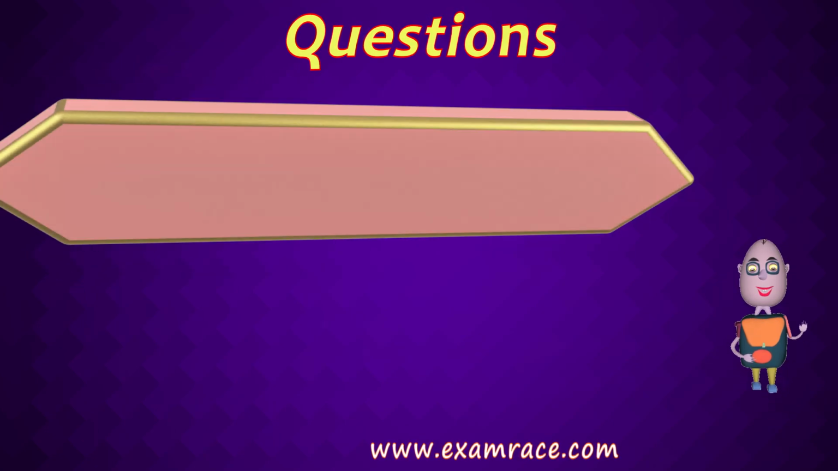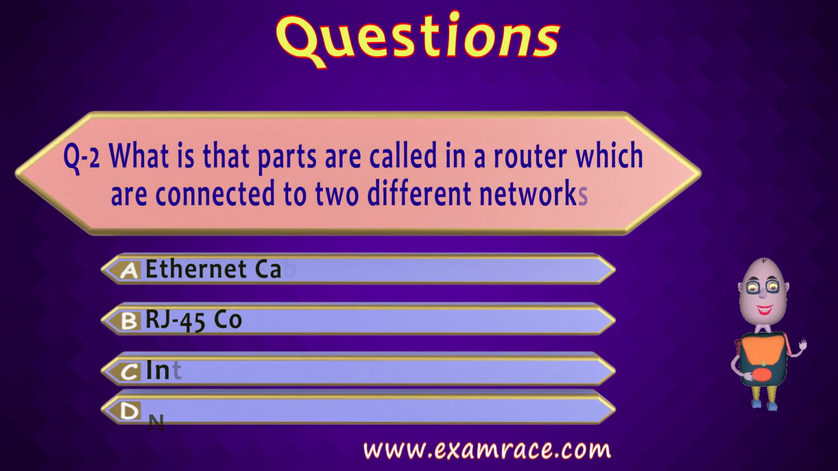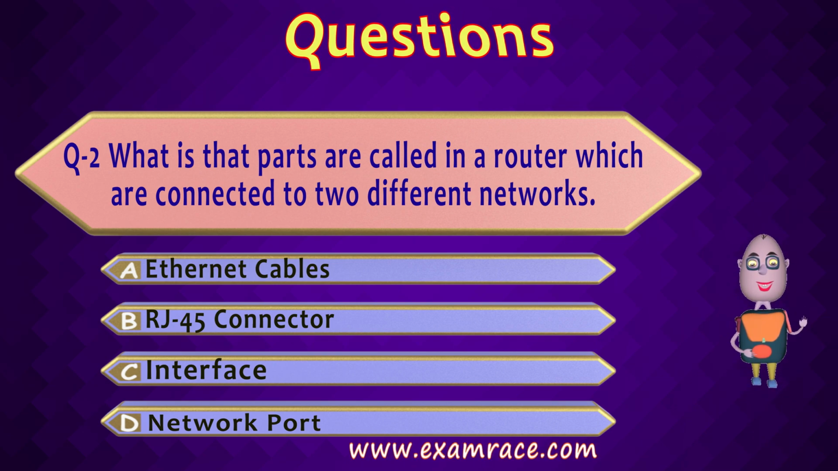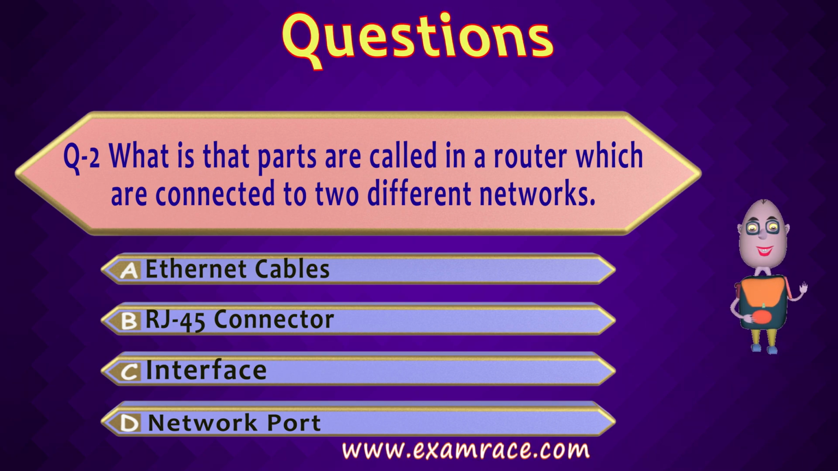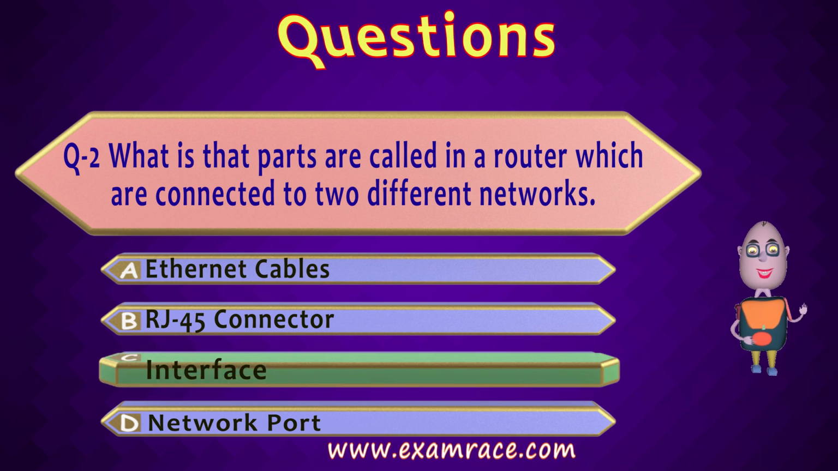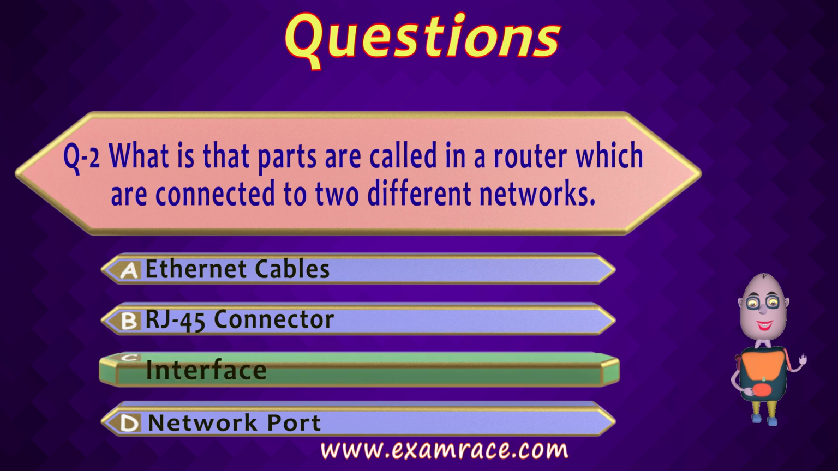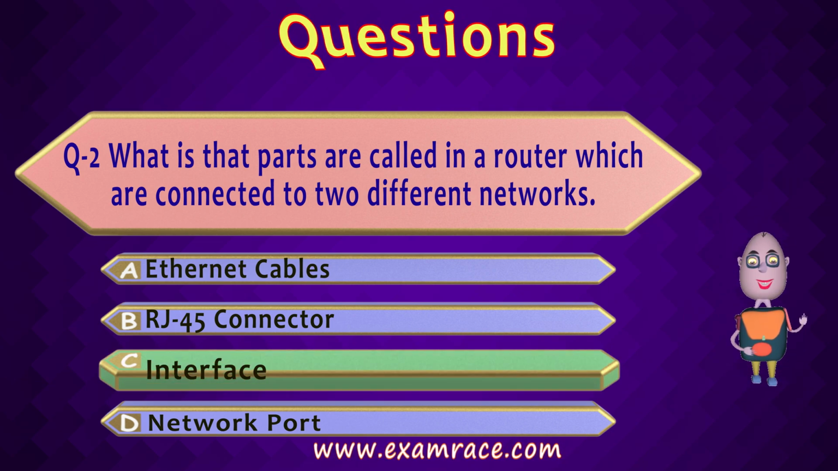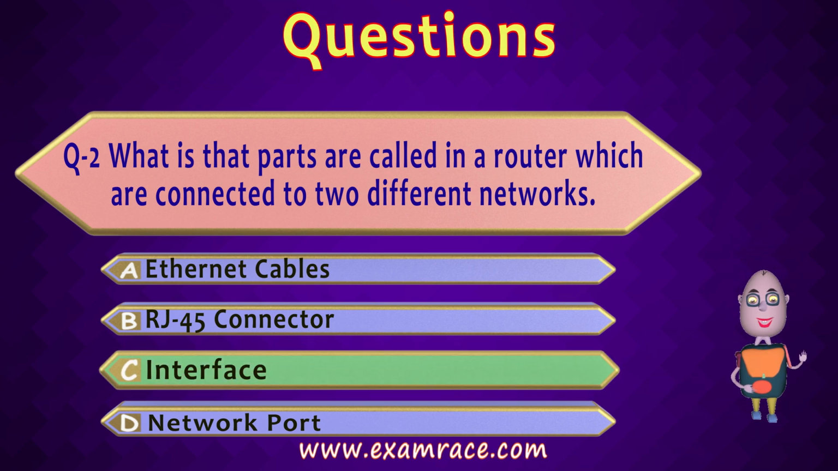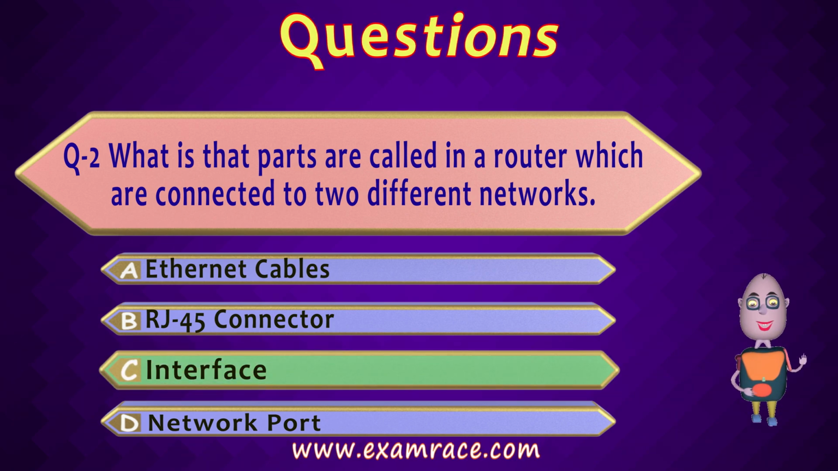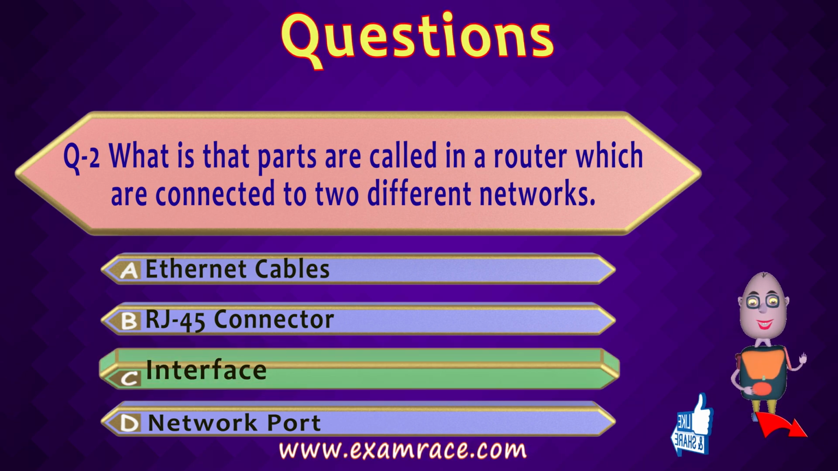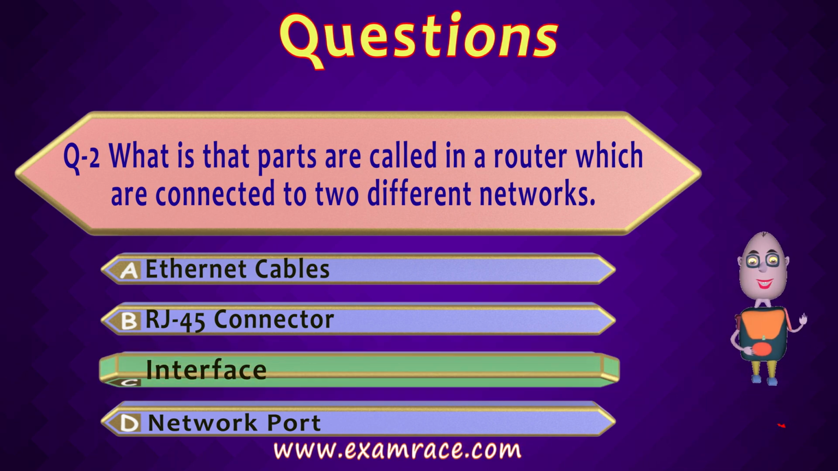So the next question is, what are the parts called in a router which are connected to two different networks? What is the correct answer? Option number 3 is the correct answer, that is router interfaces, which are present in the different networks and send and receive the data packets to different nodes present in those networks. So this was all about routers. Thank you so much.